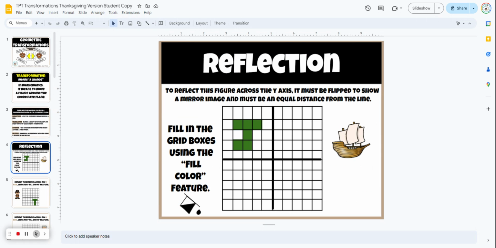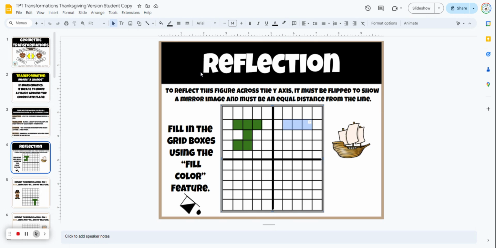So they're going to use the fill color feature of Google Slides, and they're going to show each of these reflections. A reflection is a mirror image of a figure across a line. So it's going to be equal distance from the line, but a mirror image. Students are going to click and hold in any of the squares they want to color in to show this mirror image.